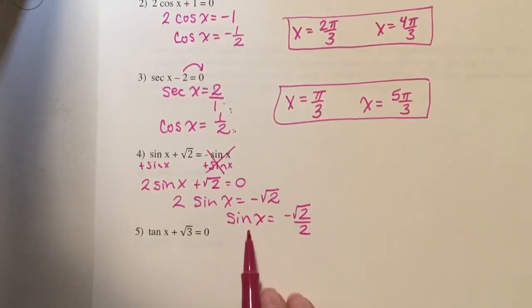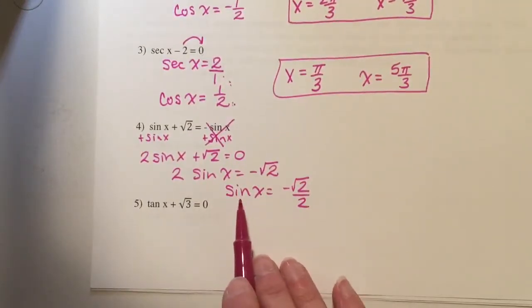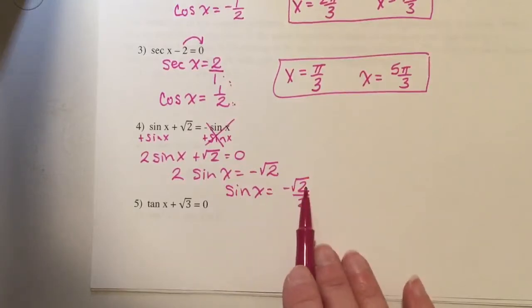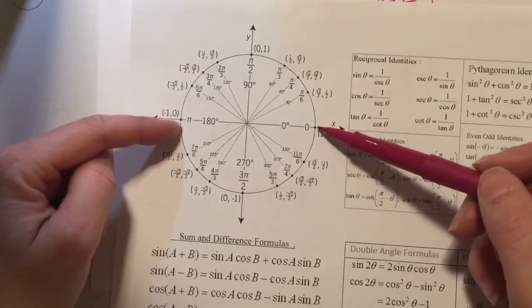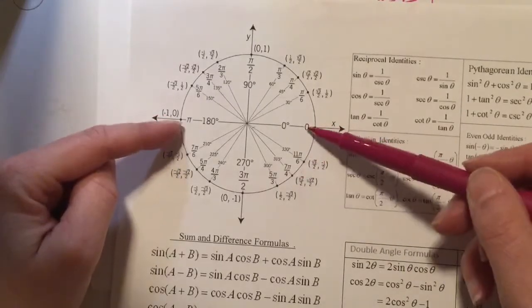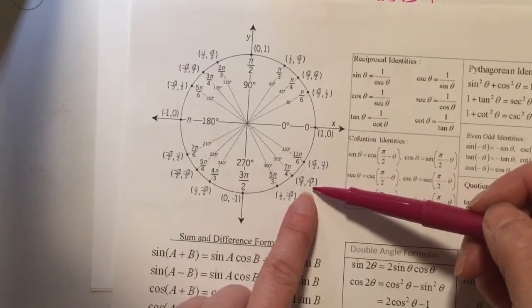So I have my sine of x isolated. That means it's time to go to the unit circle. The sine is the y value. So where on the unit circle is the y value negative square root of 2 over 2? My y value is negative, meaning I'm going to go to the quadrants that are below the x-axis. I'm looking for negative square root of 2 over 2.